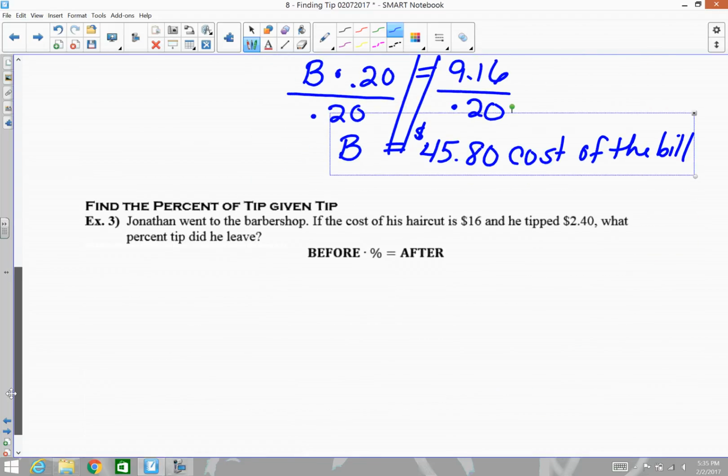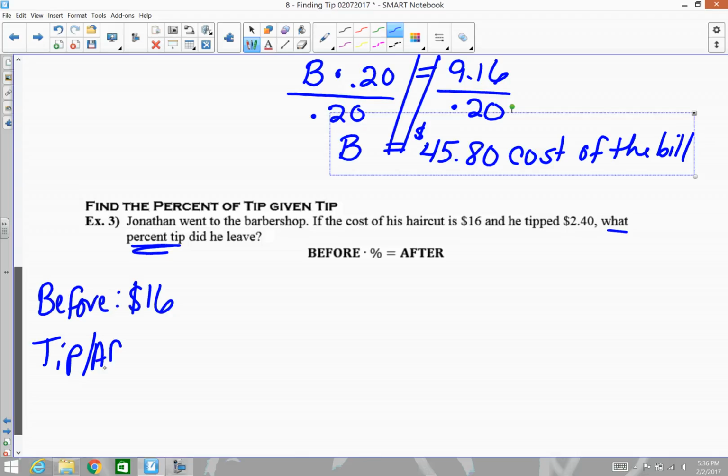Example 3. Jonathan went to the barber shop. If the cost of his haircut is $16 and he tipped $2.40, what percent tip did he leave? For this one, we have the before. His haircut cost $16 before anything additional was added. We have the tip, that's your after amount. And what's missing is the percent.